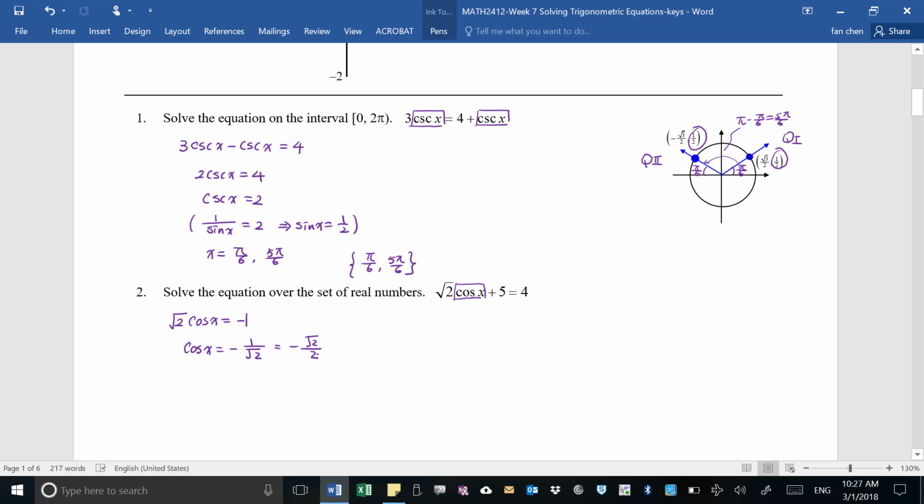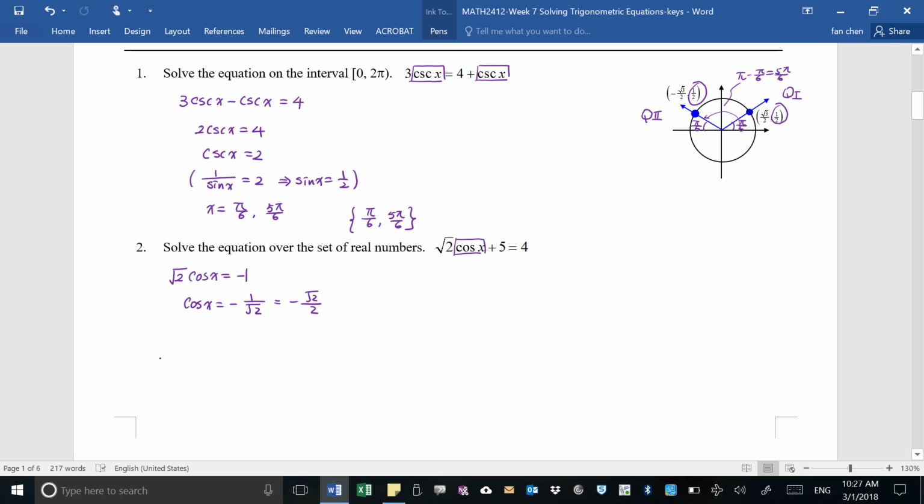All right, if you think about the cosine function, it is about the 4 quadrants. Cosine is related to x, right? So in the second quadrant, cosine is negative, and also in the third quadrant it is negative. And I know that the special angle is pi 4.